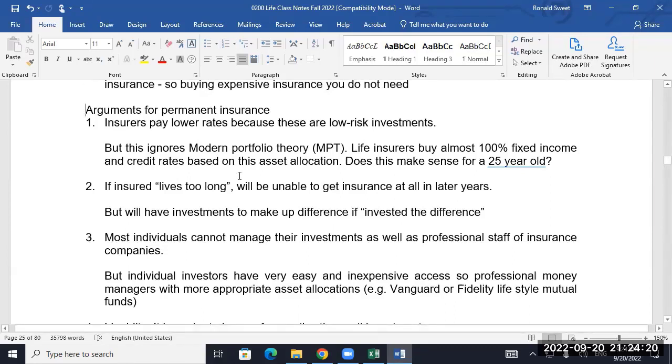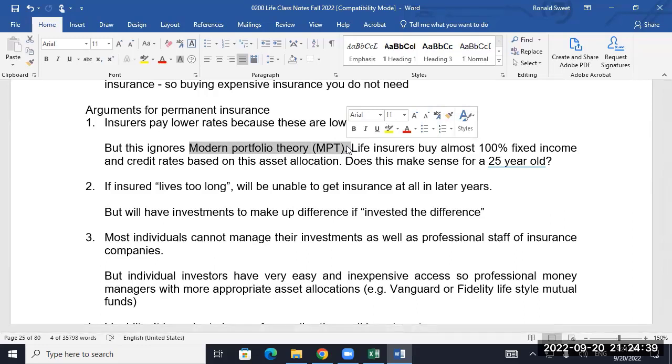All right, what did this textbook say about permanent? So like I said, they say, yeah, we do pay less on our products. That's because our investments are lower risk. But that ignores modern portfolio theory. So if you're buying a whole life policy and you're 22 years old, your cash value is essentially going 100% into a bond. How many 20-year-olds should have 100% of their investments in a bond? Doesn't make a lot of sense. It's a fairly low risk investment.